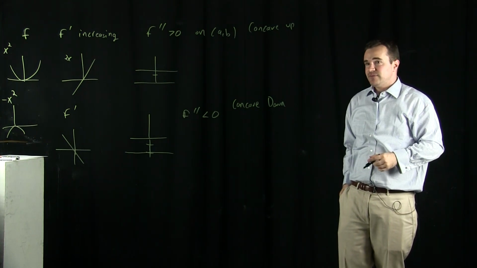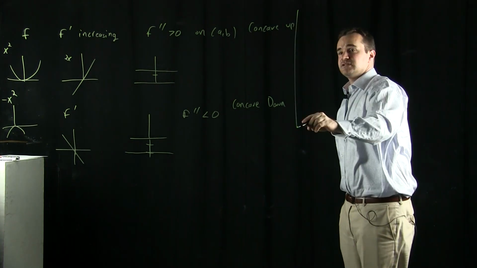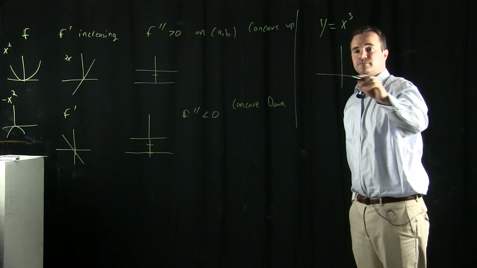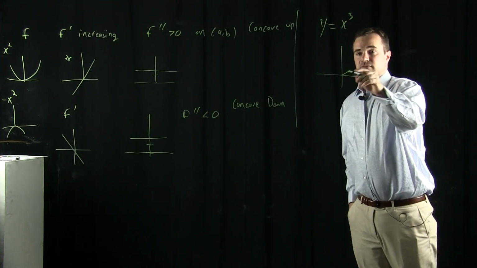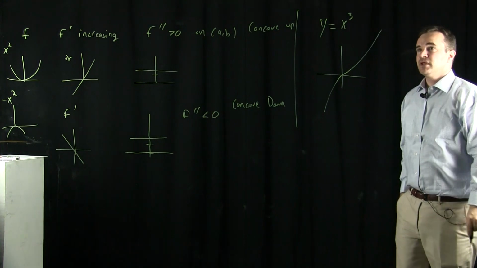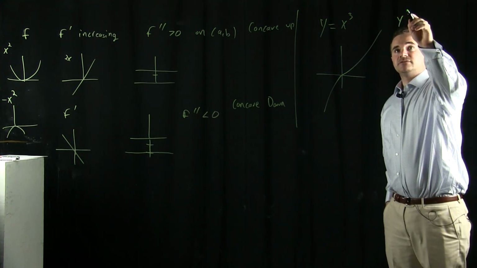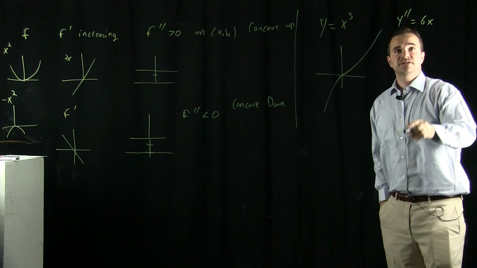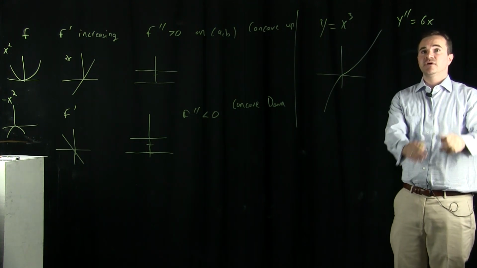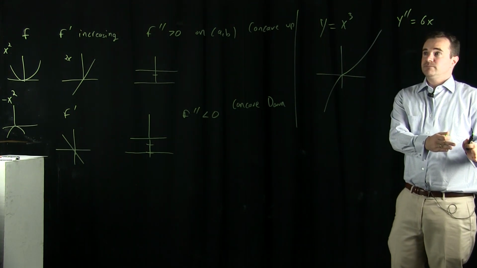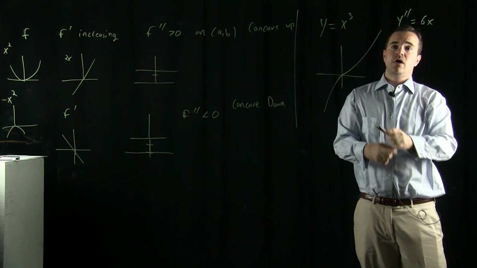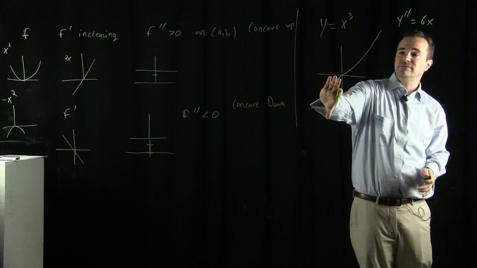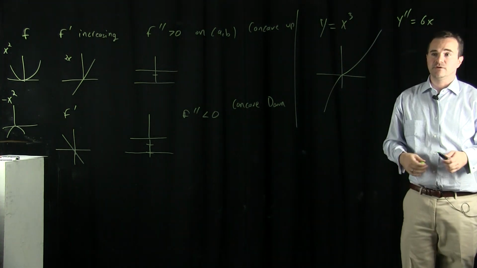The easiest example of that is if I look at, say, let's take y equals x cubed. Here's the graph. It looks something like that. And if I look at its second derivative, the first derivative would be 3x squared. The second derivative would be 6x. So notice the second derivative is positive whenever x is bigger than 0. So that means you're concave up on this interval from 0 to infinity. The second derivative is negative whenever x is negative. That means you're concave down on this interval from negative infinity to 0.